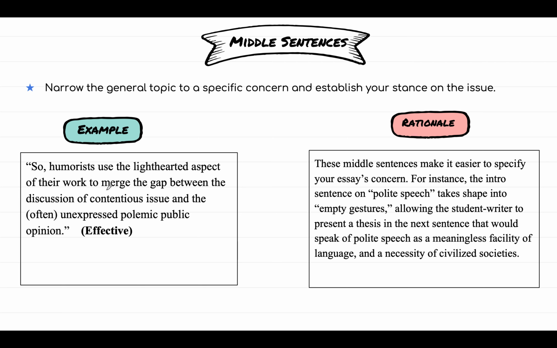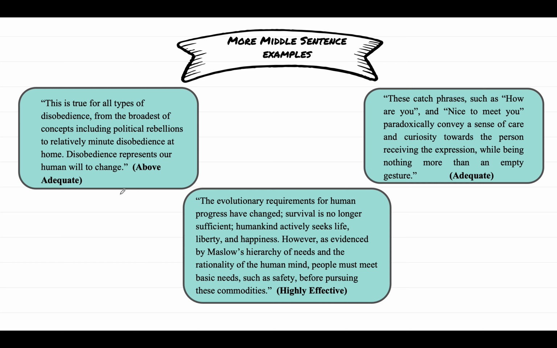I mean, she's in many ways rephrasing the prompt, which is the quote, humorists can get away with saying stuff, right? But it's also written in a way that is, well, it's very sophisticated. And I think that's what also makes it effective. Here are some more middle examples, right? Let's compare, for instance, the adequate and the above adequate, right?